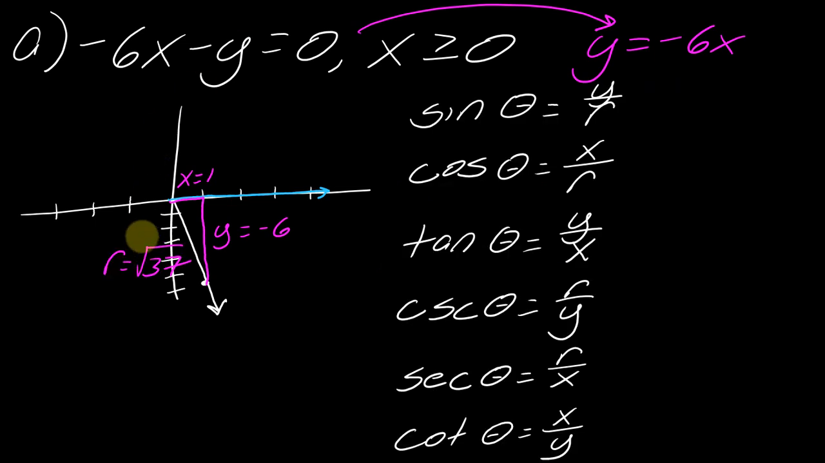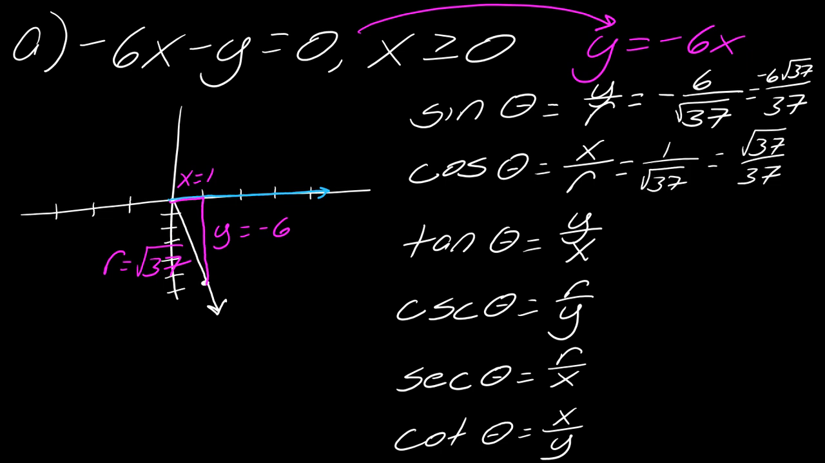So this is my r, the square root of 37, and sorry, I kind of jumped the gun here. I threw all the functions up, but this is where we're going. What I want to do next is fill in all these functions. So let's start putting our ratios together. For sine of theta, I've got y over r, so this is negative 6 over the square root of 37. And then, like I said, I have to rationalize that. So I get negative 6 times the square root of 37 over 37.